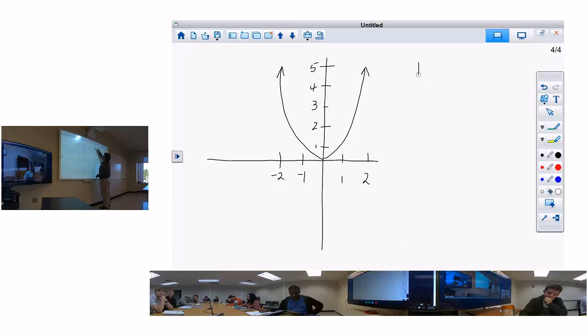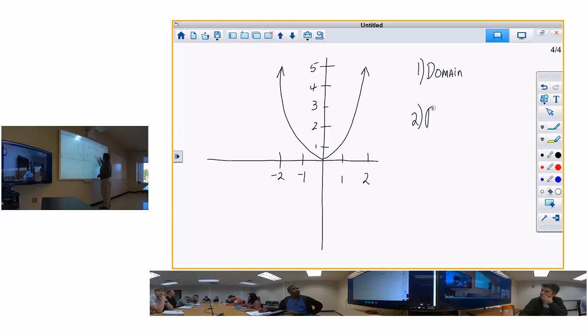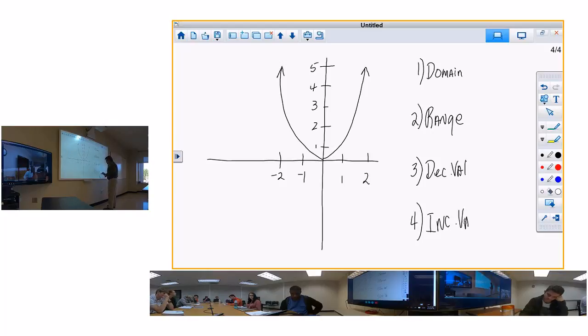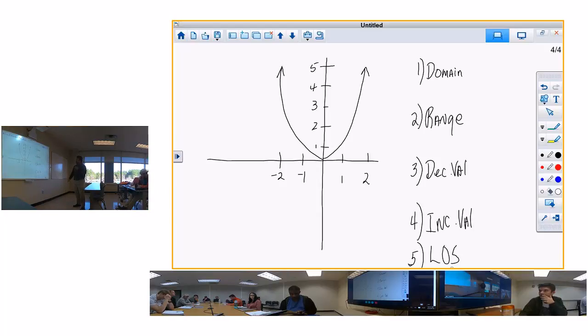1, the domain. 2, the range. 3, decreasing values. 4, increasing values. And then 5, the line of symmetry. Now this is pretty basic review over algebra, so some of you may be bored with it, and that's fine, but I'm not teaching you. I'm teaching the ones that are reviewing over this stuff.